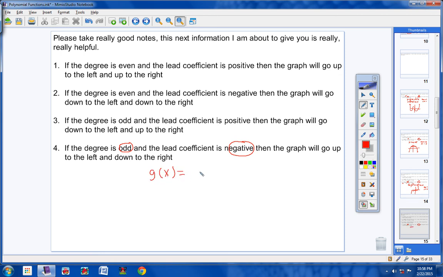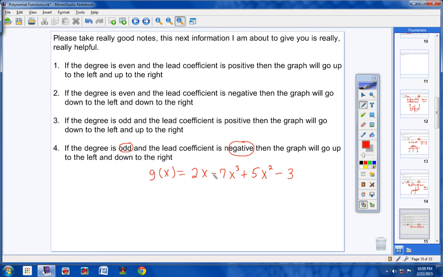Here we go. Let's go with 2x, plus make that negative 7x cubed plus 5x squared minus 3. Okay, please copy that function in your notes. g(x) = 2x - 7x^3 + 5x^2 - 3.